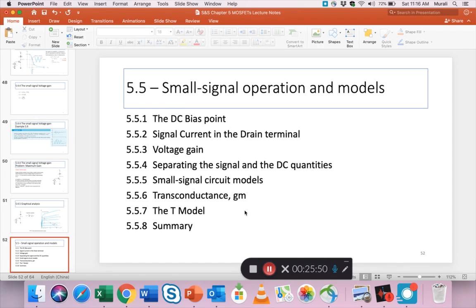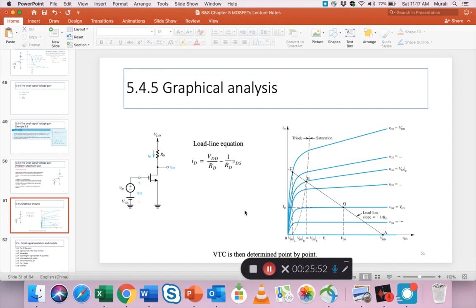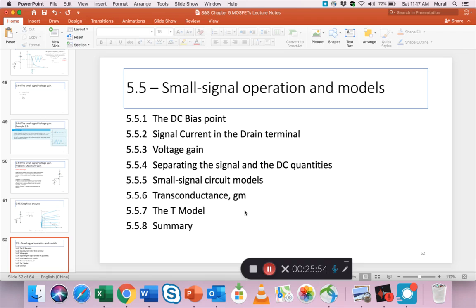Okay, I think that ends section 5.4, and so we move on to section 5.5, where now we will focus more on the small signal operation, create some models, and you've seen the benefit of having a model.